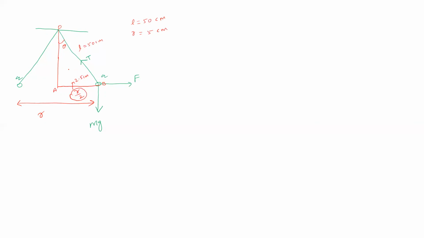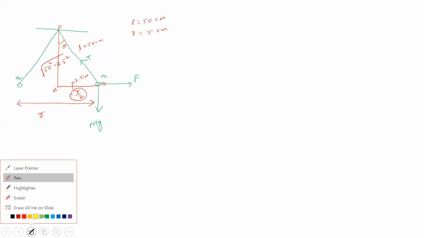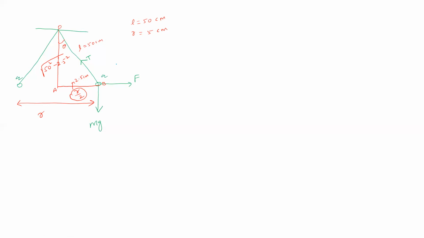So this adjacent side, according to Pythagoras theorem, we will get the square root of 50² minus 2.5². This is the adjacent side value. Next listen here, we are going to resolve the forces along the string as well as perpendicular to the string.